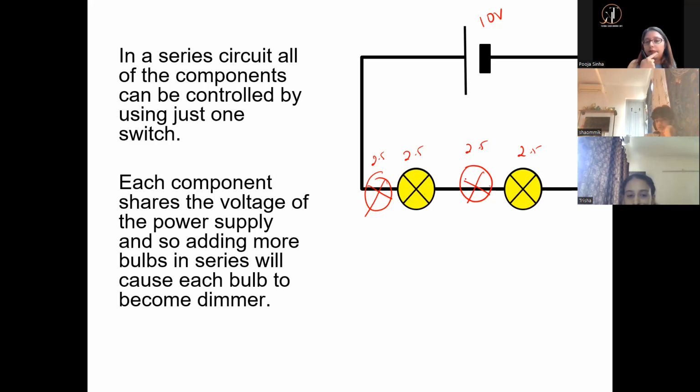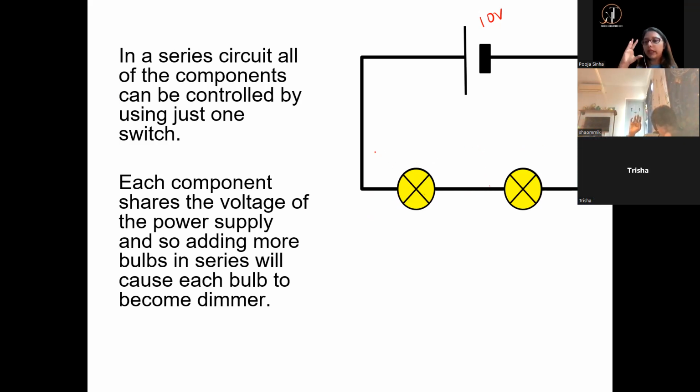That the voltage will keep splitting between the lamps and the light will get dimmer. Right. So the light will get dimmer. So two disadvantages. One, that a series circuit is controlled by one switch. And second, that the voltage is distributed. So the more bulbs, the dimmer the light will become.